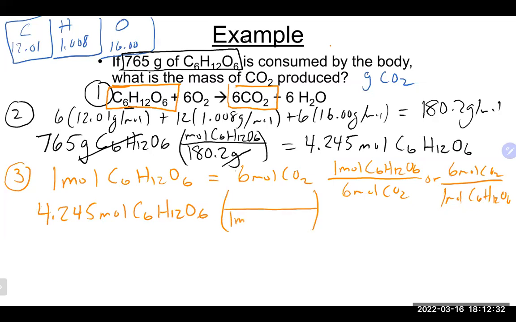That puts our starting substance in the opposite location, and up on top should go 6 moles of CO2. This again comes from the balanced equation. It's nothing more than the coefficients. And this is the big stoichiometry part right there. That's going to cancel out the glucose that we're not interested in. And that will get us 4.245 times 6, which we'll call 25.47 moles of CO2. Any questions up to there?